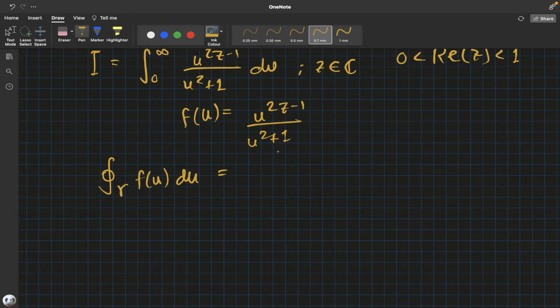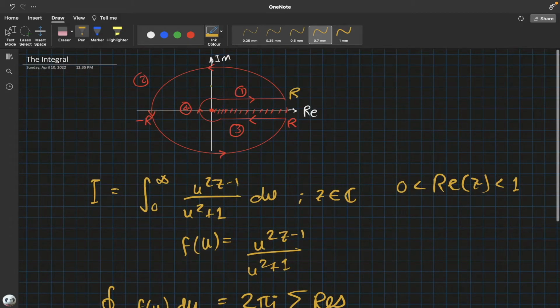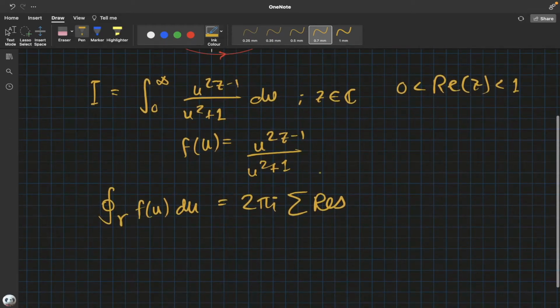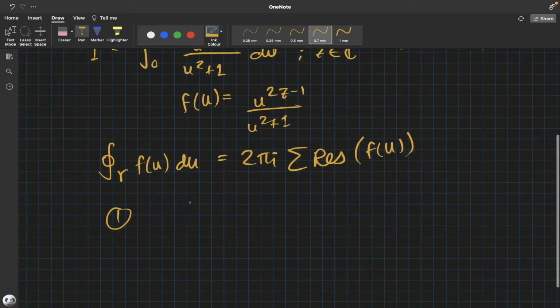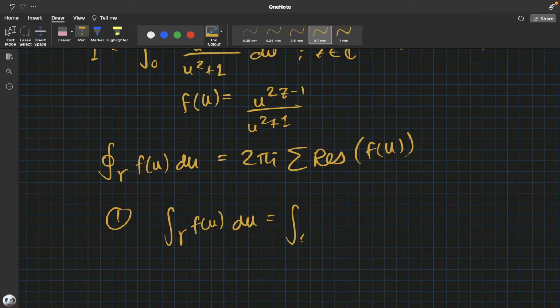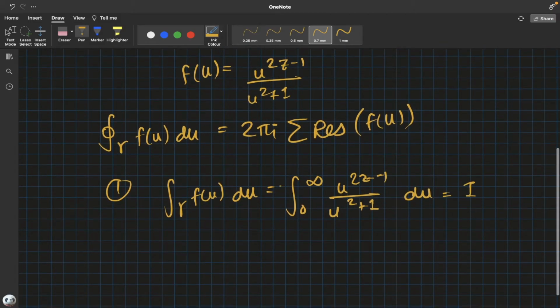So this is just the residue theorem: 2 pi i, as f is analytic everywhere except at the poles we have at i and minus i. So the residue of f of u. So let's do it segment by segment. For the top segment, segment 1, this can just be parameterized as u to the 2z minus 1 over u squared plus 1 du, where u is real. So this is just I.